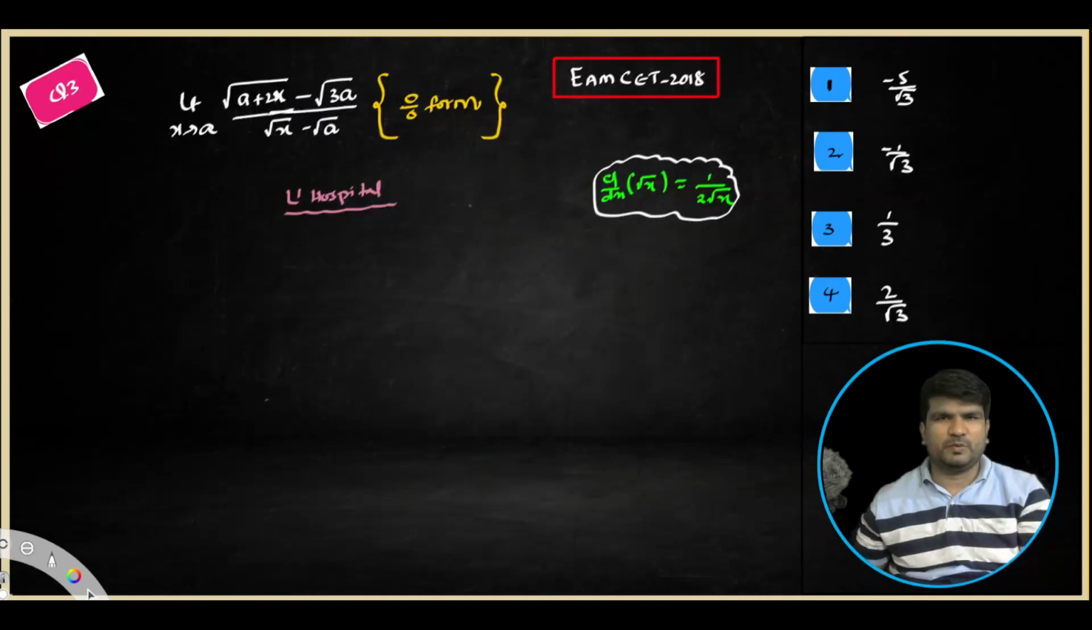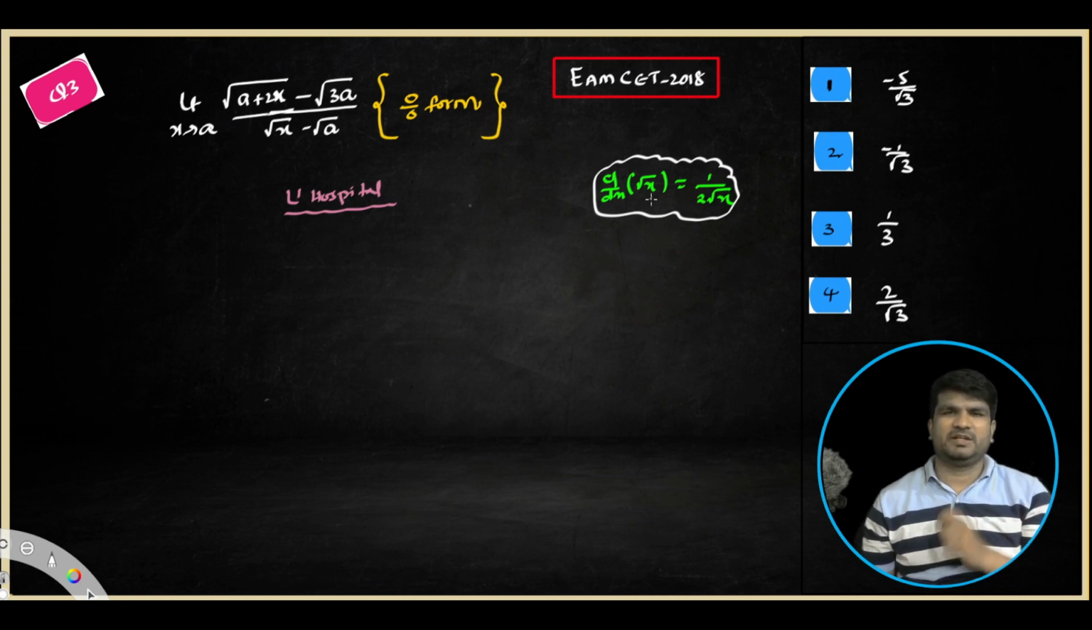Now question number 4, Eamcet 2018. So limit x tends to a, root over a plus 2x minus root 3a by root x minus root a. So this is also 0 by 0 form. Whenever 0 by 0 or infinity by infinity form is there, we can use L'Hospital rule. So according to L'Hospital, we have to differentiate the numerator as well as differentiate the denominator, then apply the limit. So now here root is there. So what about differentiation of root x? Differentiation of root x is 1 by 2 root x.